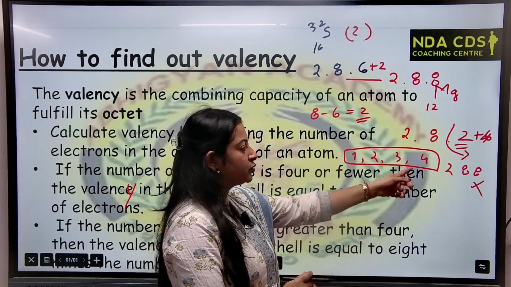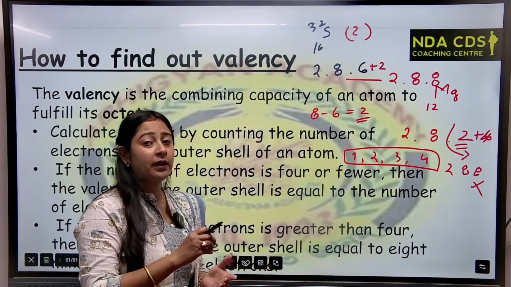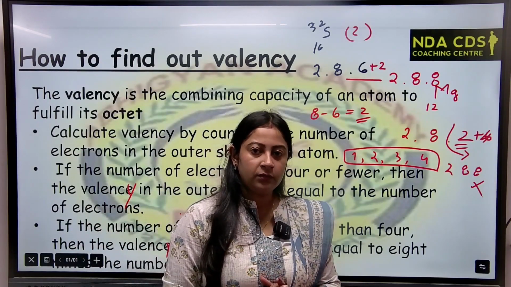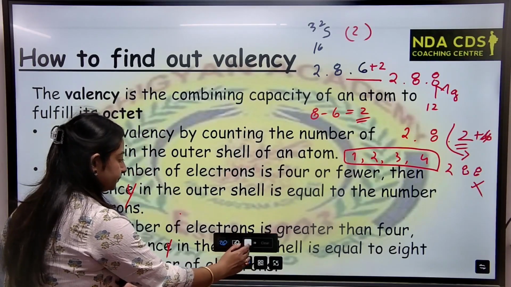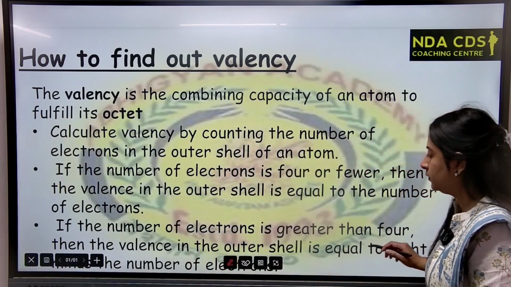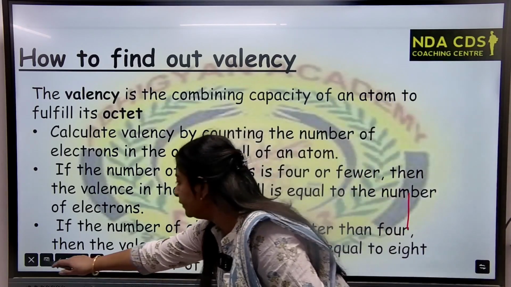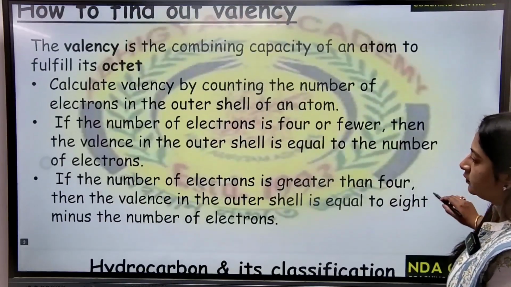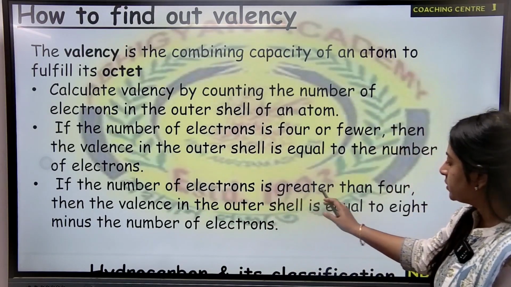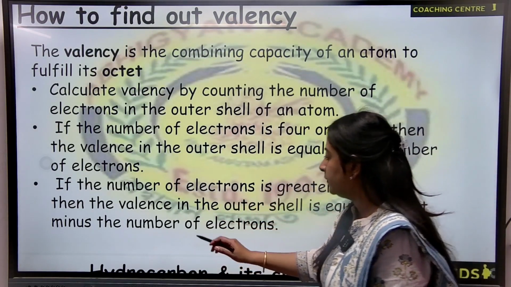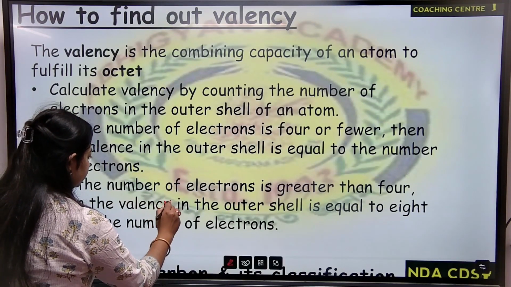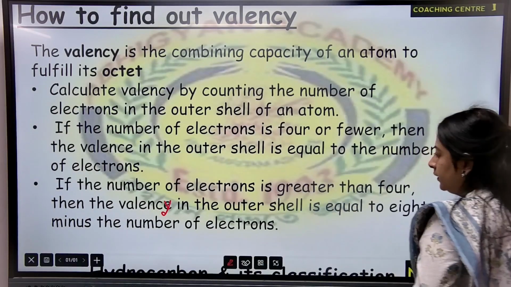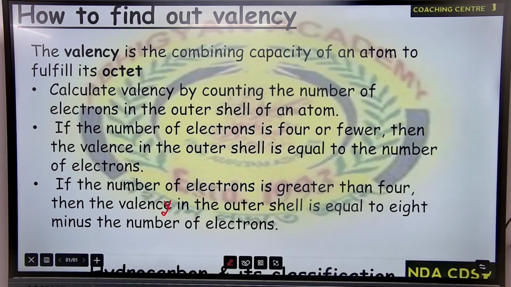But as I just said, it will be difficult to lose 4 electrons. Then the element will undergo covalent bonding, sharing electrons. Likewise, they will achieve their octet. Okay, you have to write the last point also: if the number of electrons is greater than 4, then the valency in the outer shell is equal to 8 minus, meaning subtract from 8, 8 minus the number of electrons.